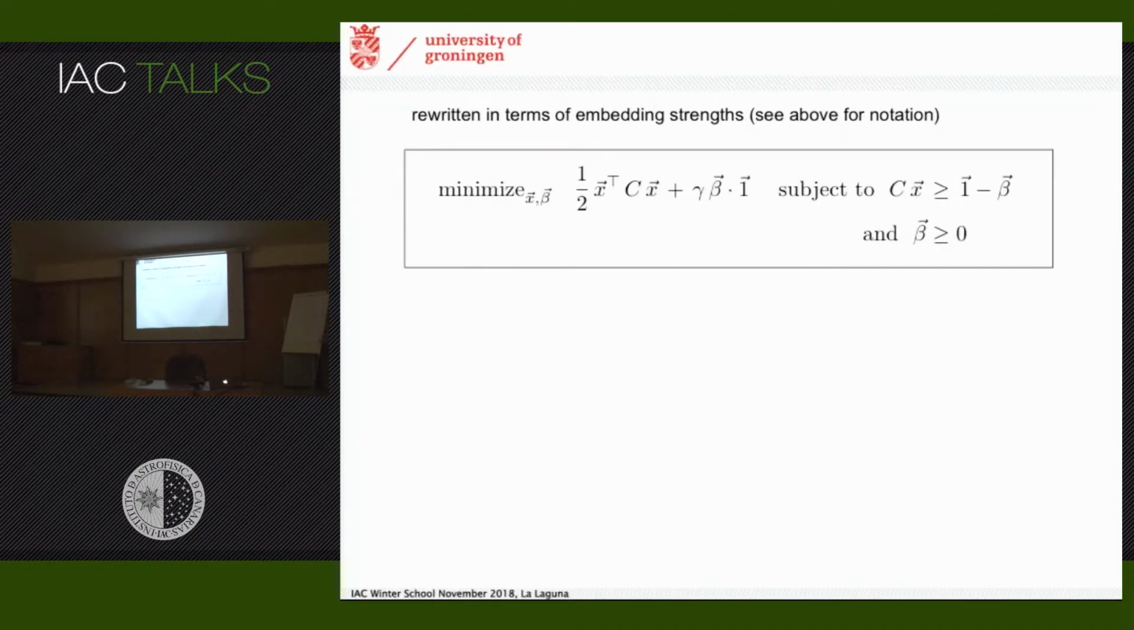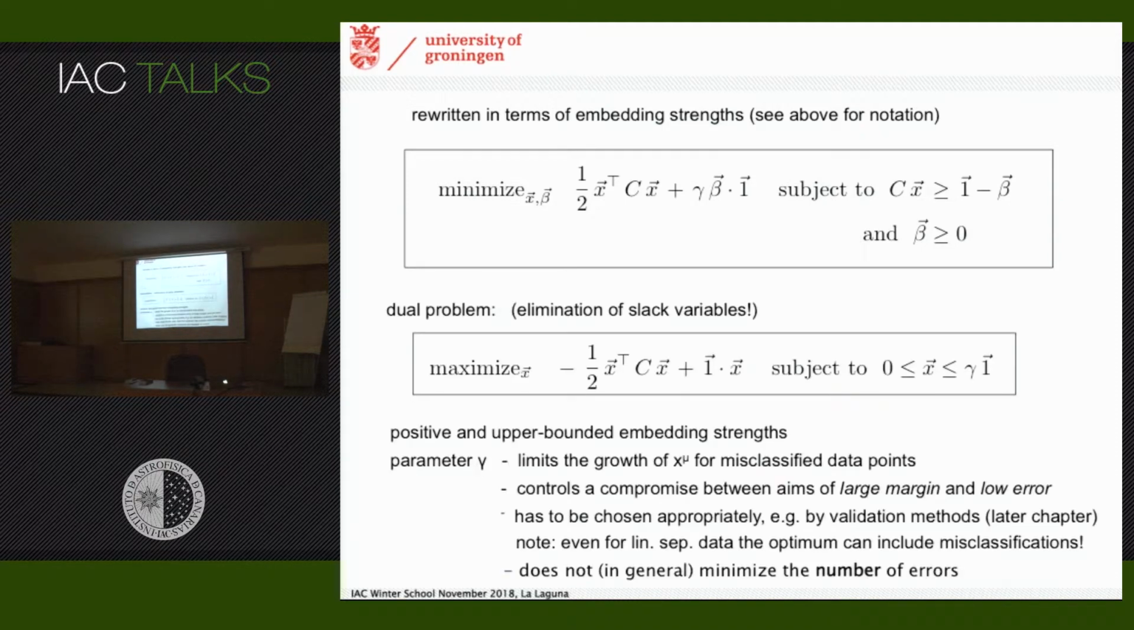Now you can apply the same machinery from optimization theory and rewrite the whole thing in terms of embedding strengths. You end up with an optimization problem which also almost looks like the old one. Now we have the quadratic form, we have an additive term gamma beta dotted into the 1 vector, and we have to maximize this subject to these constraints here. The e's are larger or equal 1 minus beta, and the betas have to be positive.